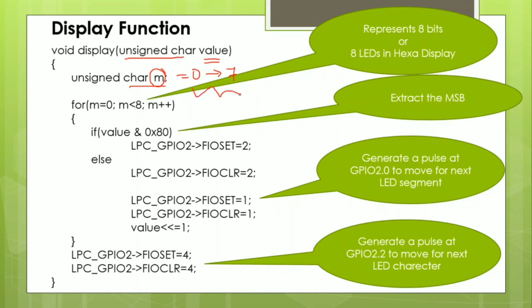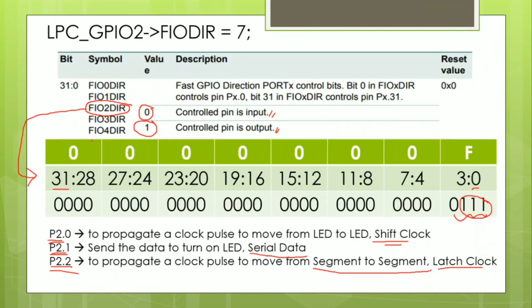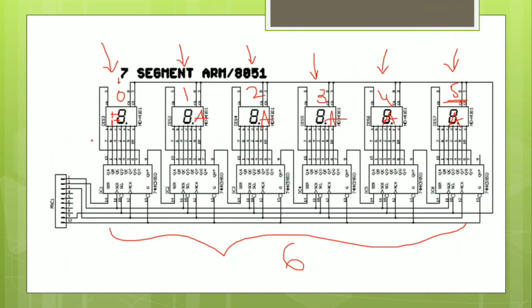Why from 0 to 7? Because to represent all these values, the 7 segment display has the segments from A to H, right? So A to H is 8 bit. Therefore, you take the value 0 to 7. Okay, so first I'll take any one of the values. Now I'll go back to the table and choose any one of the values.